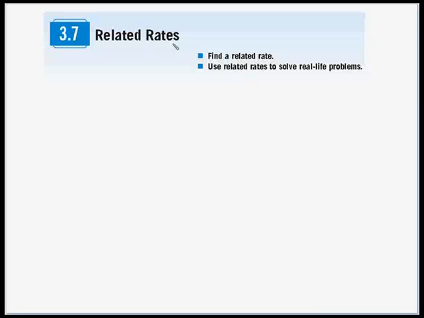Okay, in this video we're going to start section 3.7, related rates. In class we'll spend about 5 days on this section. Some of these problems can get a little involved, pretty complicated, and these are great problems for the AP test, especially the free response questions.